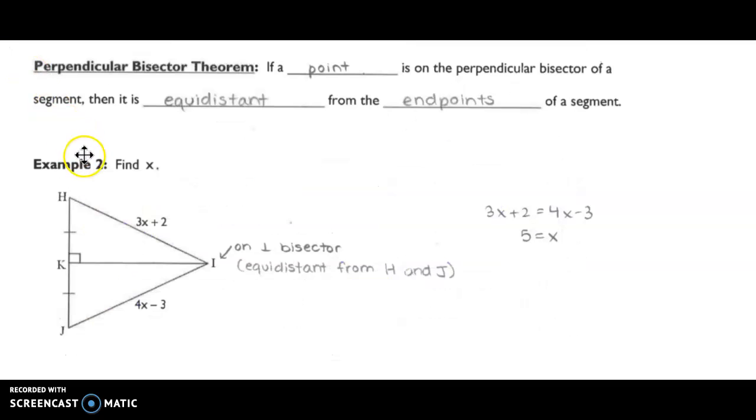And then we also looked at the perpendicular bisector theorem, right? And hopefully this was self-explanatory as well, right? If a point is on the perpendicular bisector, then it is equidistant, or the same measure, from the endpoints of a segment. So point I, right, is on the perpendicular bisector, and so therefore this distance of 3x plus 2 has to equal 4x minus 3, which is the setup right here. And so therefore x is equal to 5. Okay.